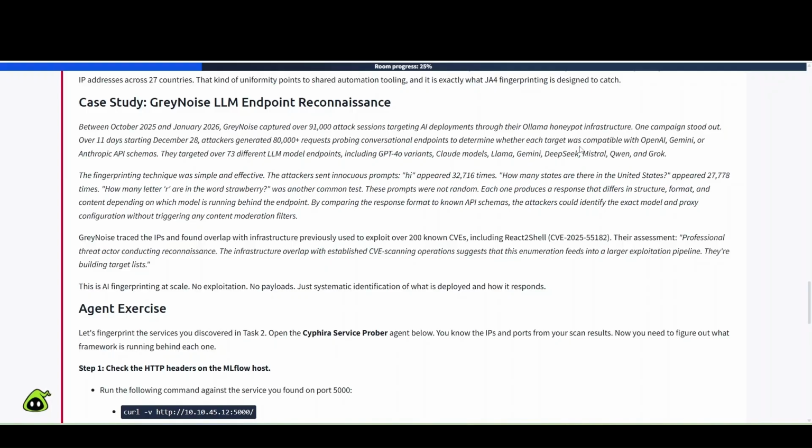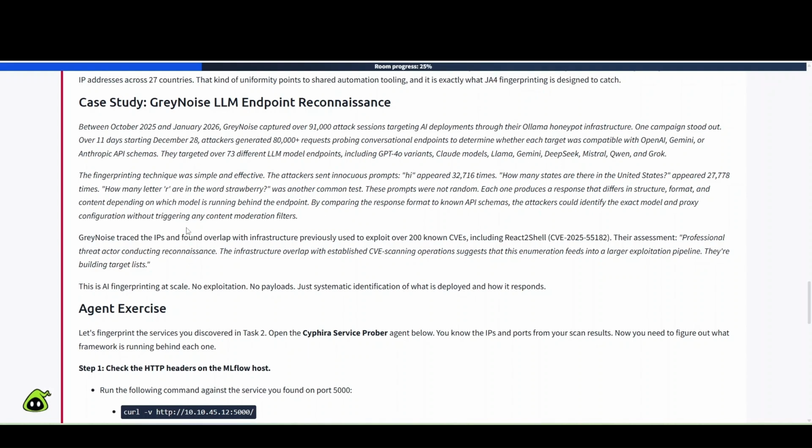All right, let's take a look here. The fingerprinting technique was simple and effective. The attackers sent innocuous prompts. "Hi" appeared 32,716 times. "How many states are there in the United States?" appeared 27,778 times. "How many letter R are in the word strawberry?" was another common test. These prompts were not random. Each one produces a response that differs in structure, format, and content depending on which model is running behind the endpoint. Comparing the response format to known API schemas, the attackers could identify the exact model and proxy configuration without triggering any content moderation filters.